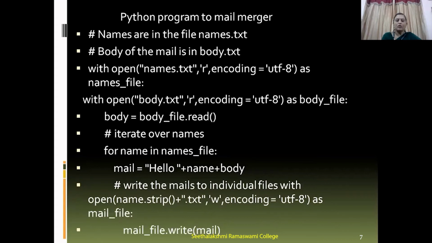So write the mails to individual files with open name.strip().txt, w, write it, encoding utf-8, as mail file. So strip will be removing the leading and the trailing spaces in the names. So this is written, that is, the mail is written in the mail file. So mail file.write, that is, the mail is sent.